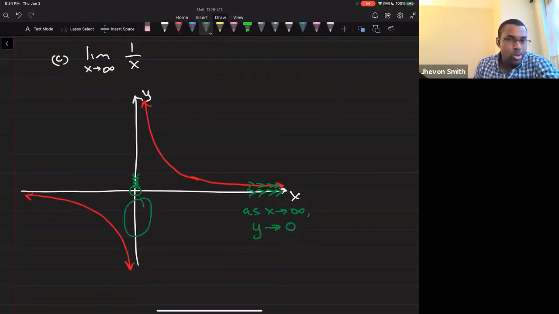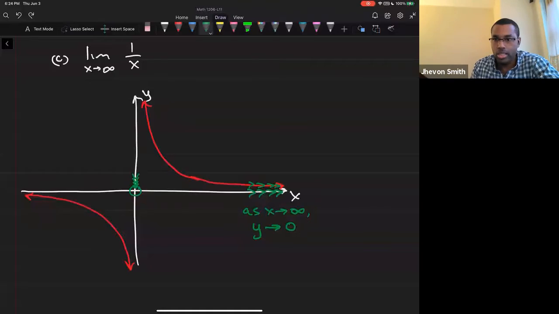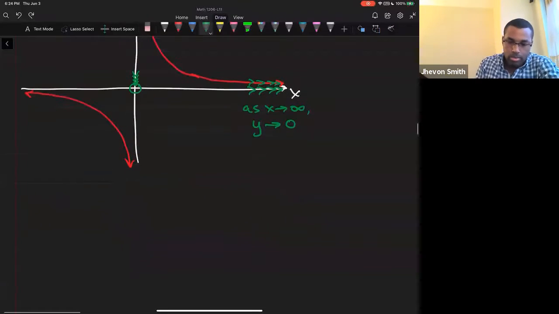Notice that we never go down here because our graph is always above the x-axis. So we're always going to be slightly positive, but we're getting closer and closer to 0 as opposed to some other positive number. If you were to tell me any other positive number, eventually I'll get smaller than that. And so 0 is the only thing that could be the answer.